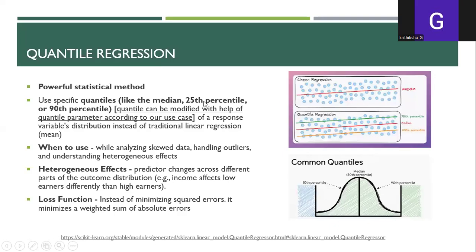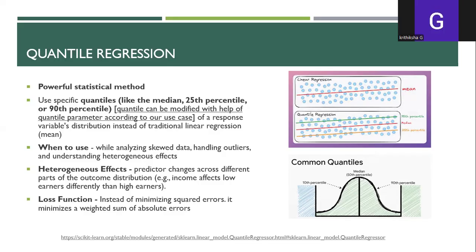Then, quantile regression. This is another powerful statistical method, and we can compare it with linear regression. In quantile regression, it uses specific quantiles, like it will find according to the median instead of finding with the mean. In linear regression, we use the mean in order to make the predictions for the regression problem, right? But in quantile regression, we use the median instead of the mean for the regression problems.